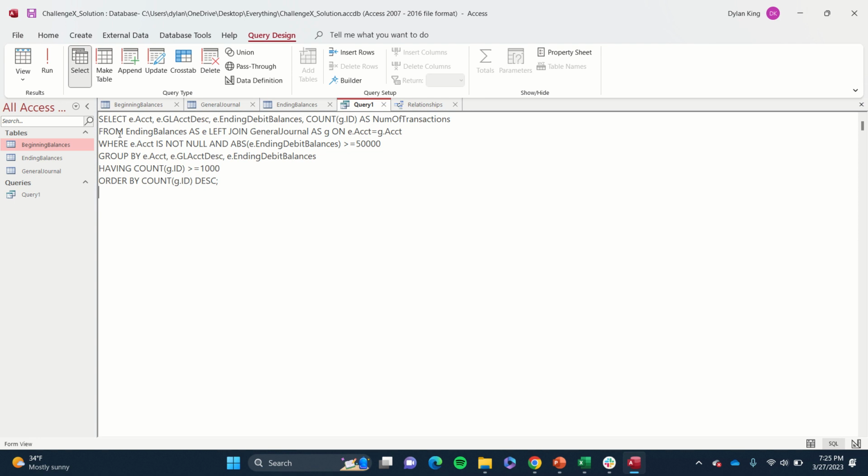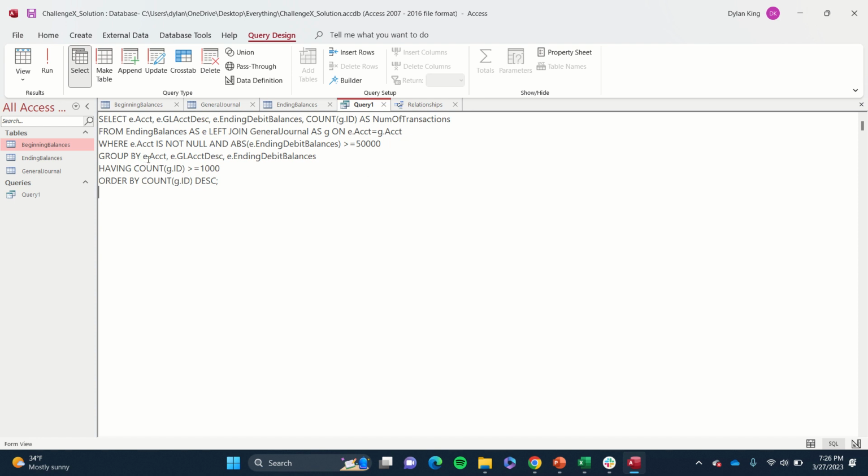Next, we are pulling our data from the ending balances and general journal sheets. So I join those two sheets together with a left join so that we can ensure we're getting all the ending balances accounts, because these accounts are the balance sheet accounts which we are focusing on. So I use a left join to ensure we're getting all those balance sheet accounts, and I join them on their account number.